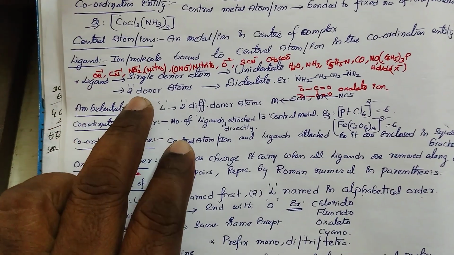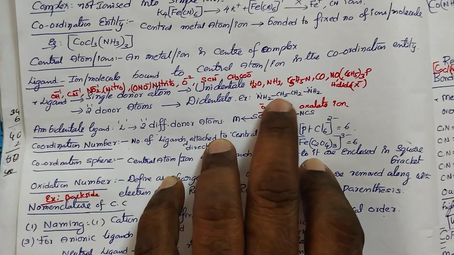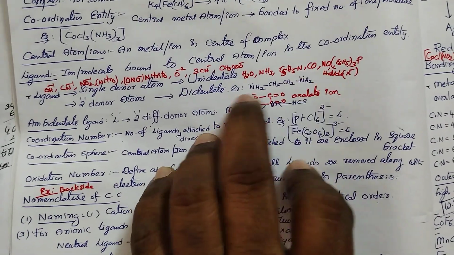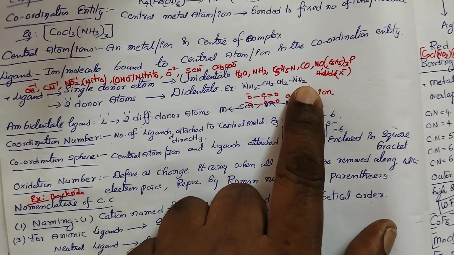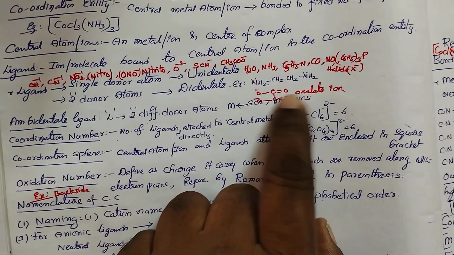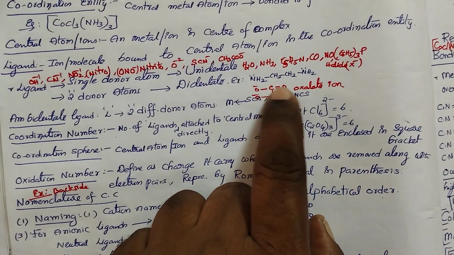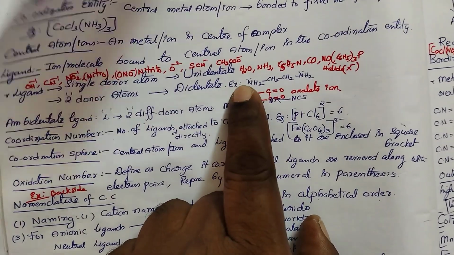If the ligand has 2 donor atoms, it is called a didentate ligand. See, this is ethane-1,2-diamine, CH2NH2 CH2NH2. This nitrogen will contribute an electron pair, and this nitrogen also will contribute an electron pair. Next, the oxalate ion. Oxalic acid is COOH COOH; if H plus is removed, we get COO minus COO minus.